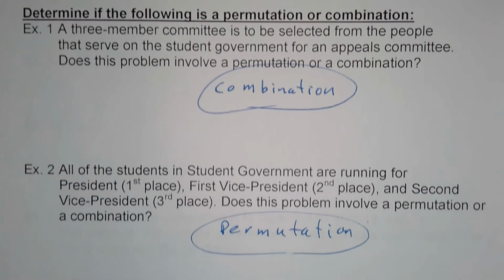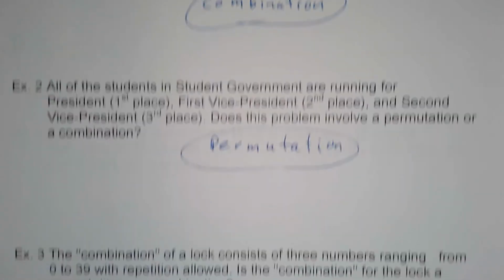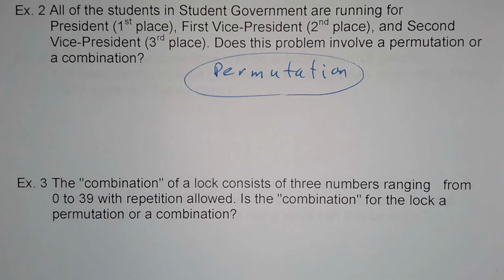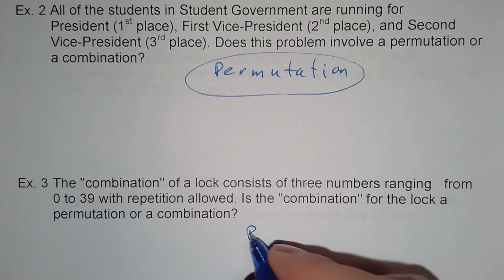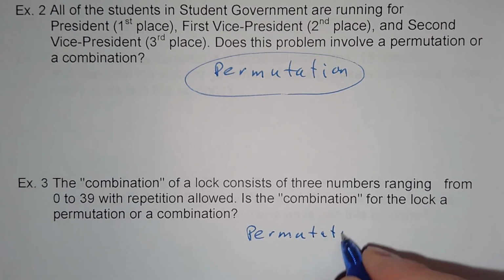The combination of a lock consists of 3 numbers ranging from 0 to 39 with repetition okay. Is the combination for a lock a permutation or a combination? This is problem number 3. And here's where we misuse the word combination, because the order does matter. You have to put the digits in the correct order on a combination lock or else it's not going to work. So it should not be called a combination lock, it should be called a permutation lock.